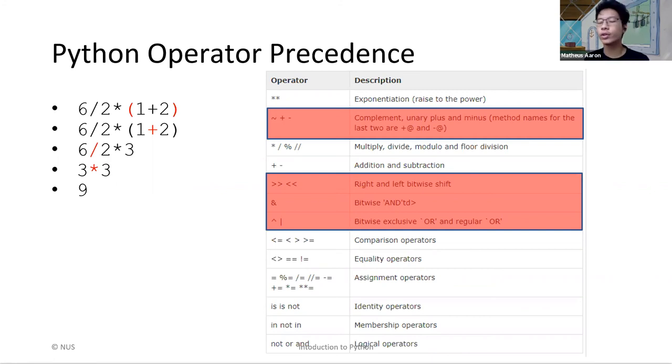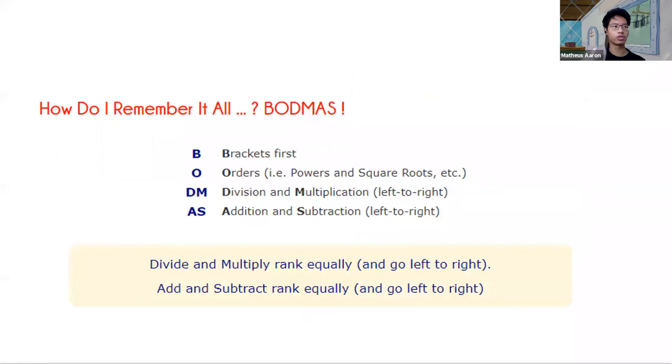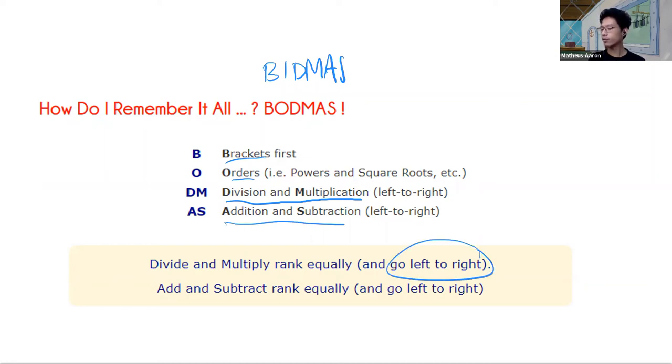For those of you who are confused, I think you don't need to be. Whatever you learned in primary, middle or high school is perfectly fine. But if not, you can always use this cheat sheet called BODMAS, or sometimes I use BIDMAS, where you start with brackets, orders or indices, division and multiplication as one layer going from left to right, and then addition and subtraction going from left to right. Cool, easy.